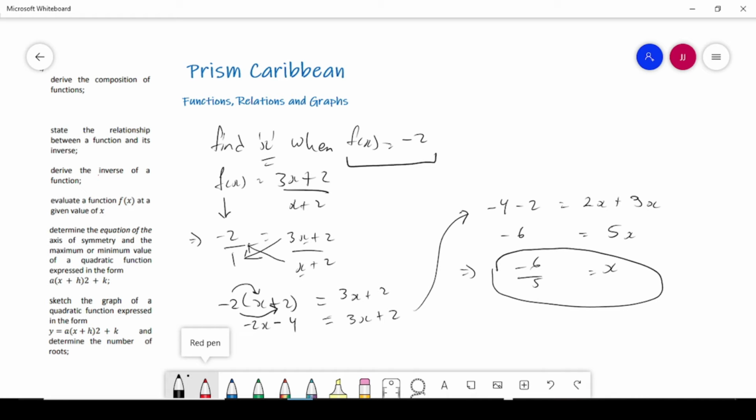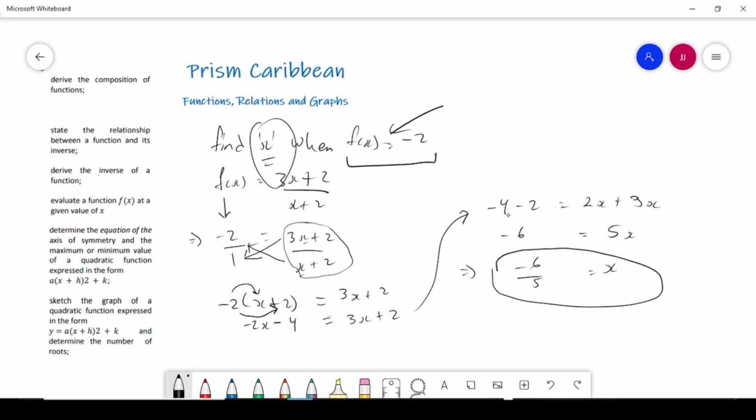And that's it. So of course we know f of x is equal to minus 2. This is given in the question here. And we have the function f of x is equal to 3x plus 2 all over x plus 2. So what we do is that we take the function, right, and we input the minus 2 in place of it, and make it equal to the function itself, as we have here. This is the function itself, right? Then we cross multiply because we want to have it all in one line to solve for x, because that's the question. So we have minus 2 into x plus 2 is equal to 3x plus 2.